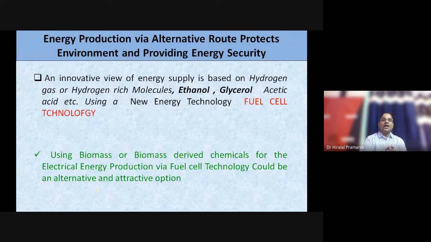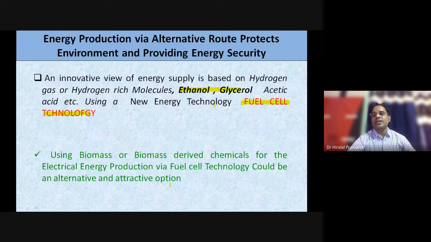We are trying to convert those fuels via electrochemical method to get electricity directly. Okay, you can have enthalpy, means heat energy as well, but we are talking about direct conversion of these molecules or fuel or energy material to electrical energy. So what is the technology? Technology used here is fuel cell technology. And what are the materials here?